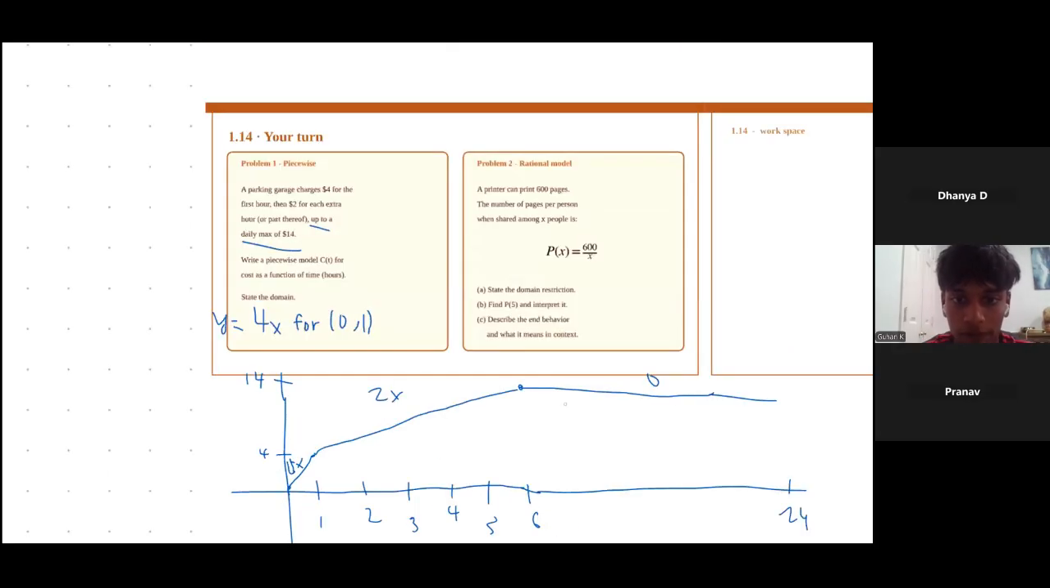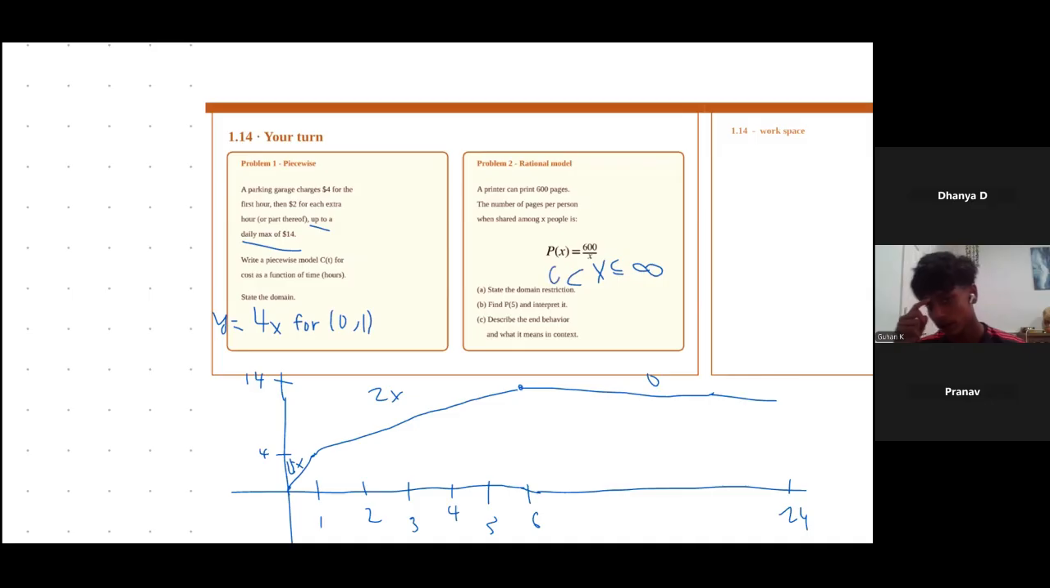And then problem 2. Okay, first of all, a printer can print 600 pages. The number of pages per person when shared among X people is 600 divided by X. Okay, pretty straightforward. The domain restriction. The people could keep increasing to infinity, so I think our greatest could be infinity. And as for our least, people can't be negative, so the least amount of people you could have is 0. And so we write that 0.